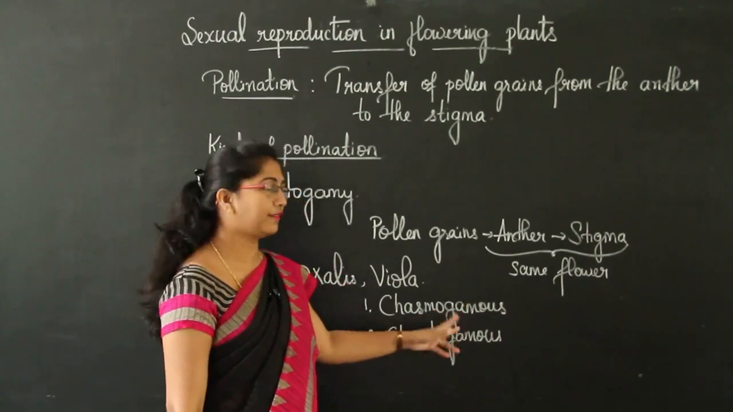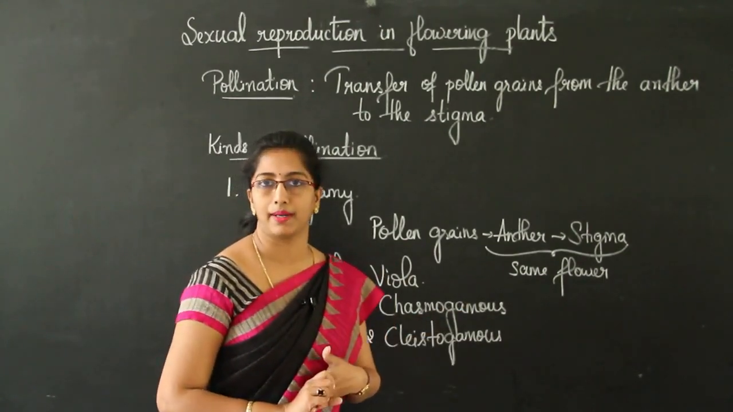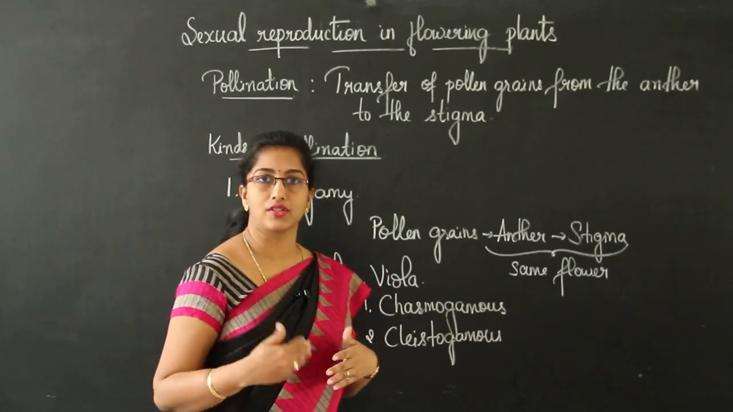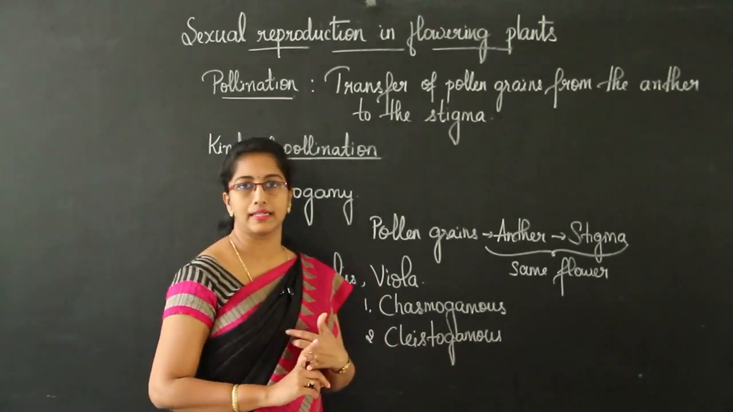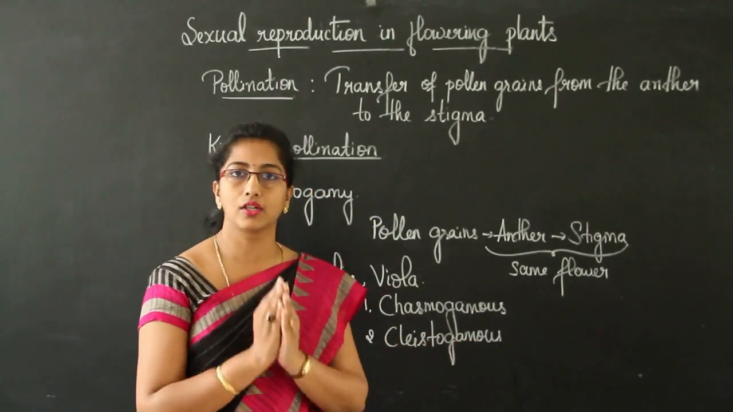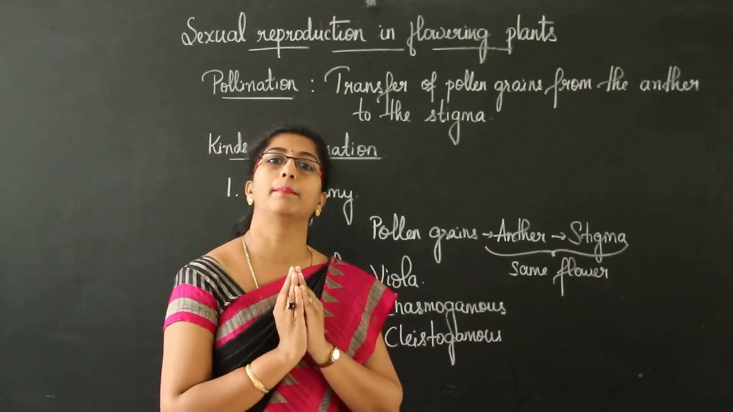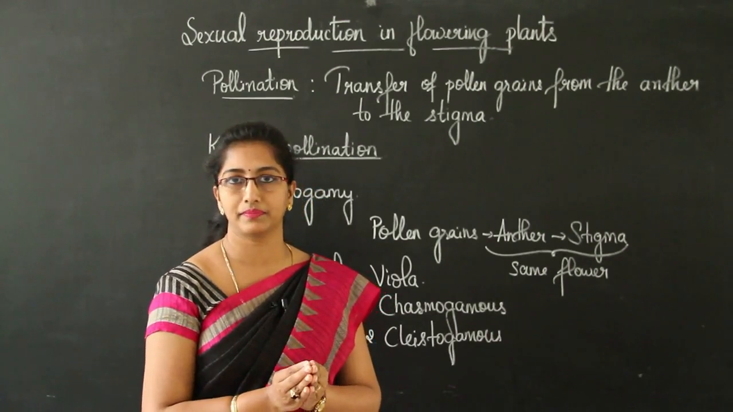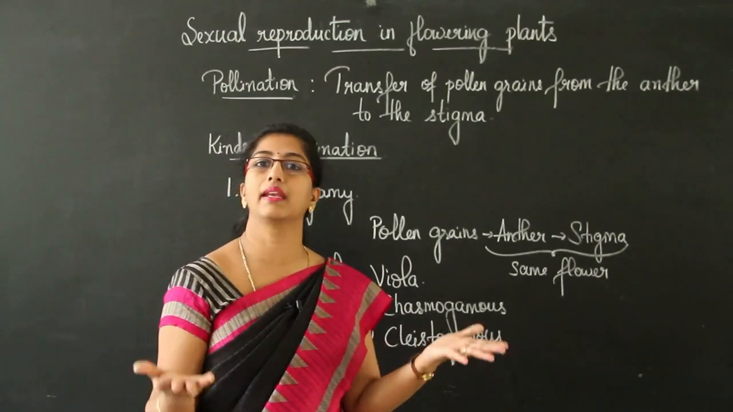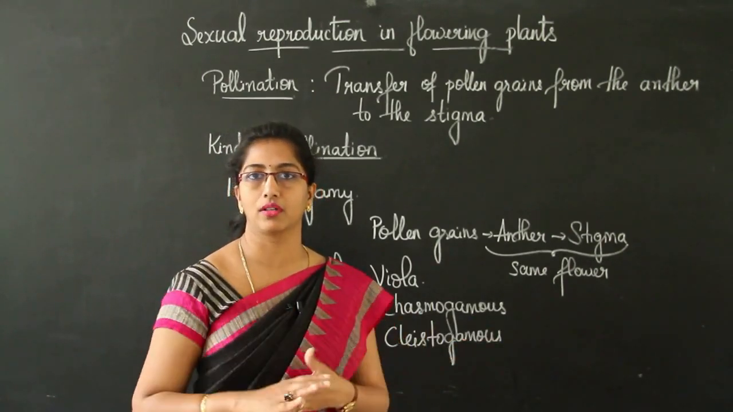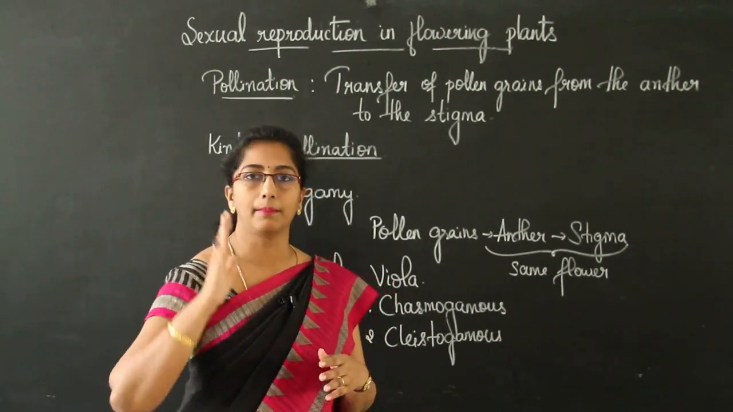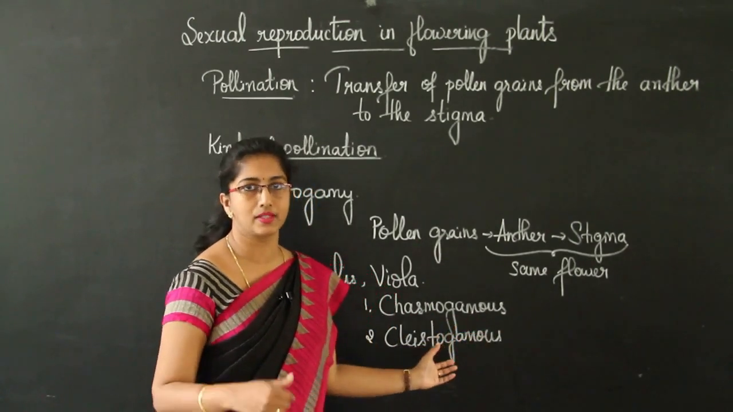So both types of flowers are produced on the same plant. Now the advantage of this cleistogamous flower is, since it is closed, it never opens at all, it is a complete autogamy. No pollen grains from any other flower have a chance to fall on the stigma, so it's a complete autogamy. That is one thing.